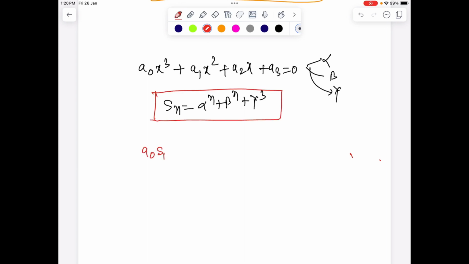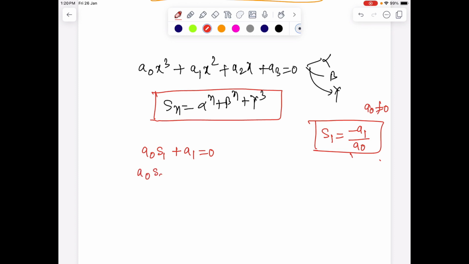So I start with a0 s1 plus a1 equals 0, which is obvious because the sum of roots, alpha plus beta plus gamma, s1 will be minus b by a, minus a1 by a0. Clearly a0 is not 0 because we have a cubic expression. What is now non-intuitive, and which I am going to prove, is that it holds true even for s2. So a0 s2 plus a1 s1 plus 2 a2 is 0, the second statement. We can even get it for s3: a0 s3 plus a1 s2 plus a2 s1 plus 3 a3 equals 0.